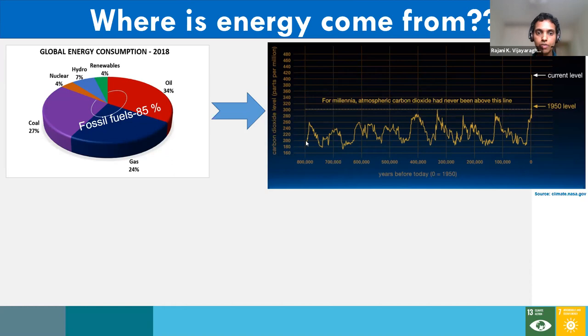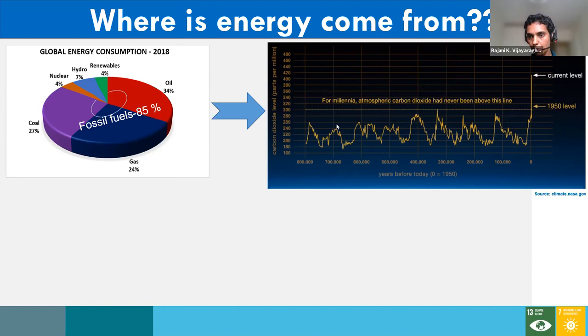Now, if you look at the carbon dioxide levels in the atmosphere, this is the carbon dioxide level we have for many years. And we can see that the carbon dioxide level had never been above this 300 parts per million. And this 2 degree increase of global average temperature rise corresponds to a carbon dioxide level of nearly 450 parts per million in the atmosphere. That means when we reach that 450, we'll pass that 2 degree average temperature rise.